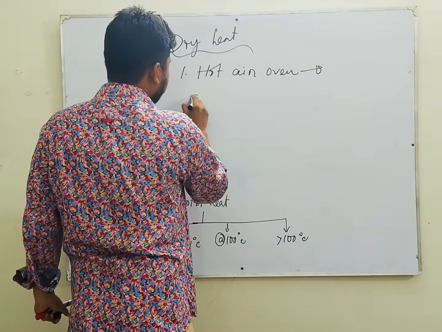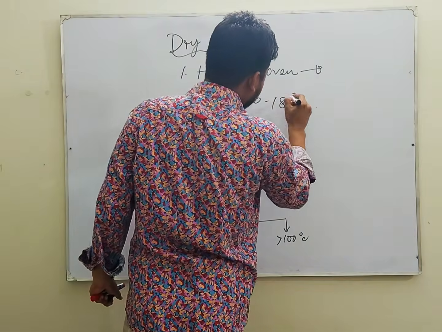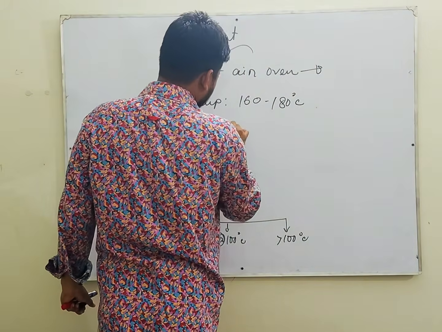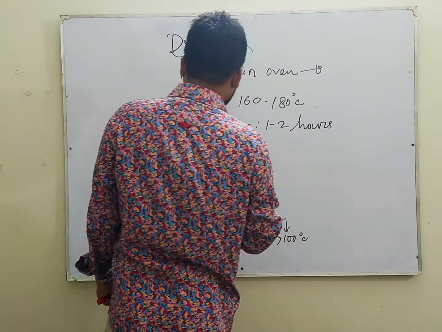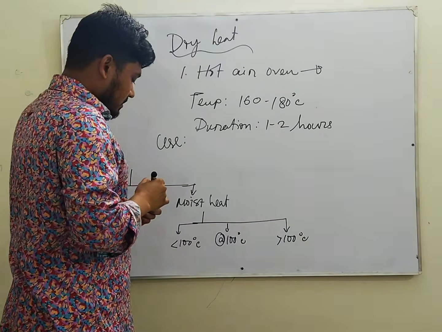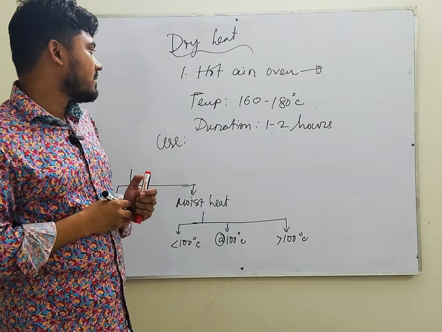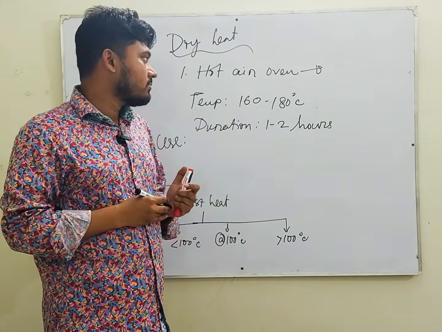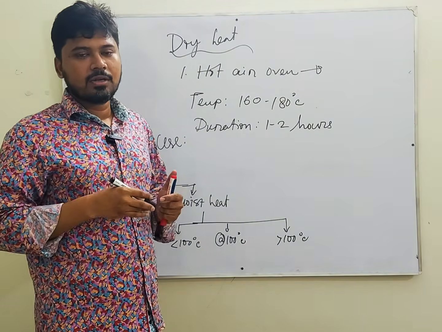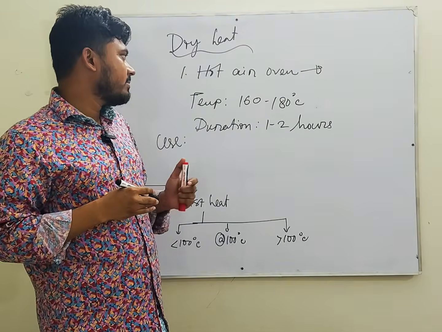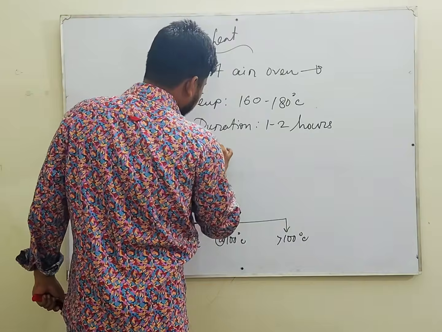Then come to functioning temperature of hot air oven is 160 to 180 degree. Duration is 1 to 2 hours. This hot air oven acts by denaturation of protein of the microbes and also cause oxidative damage, and due to heat there will be increased concentration of the electrolytes within the organism, and ultimate result will be destruction of that organism. By hot air oven we mainly sterilize glasswares.